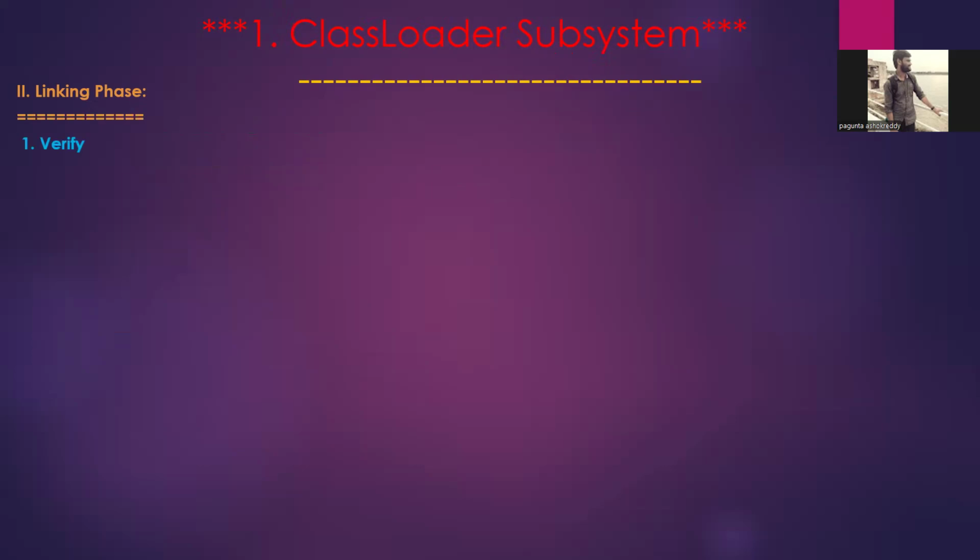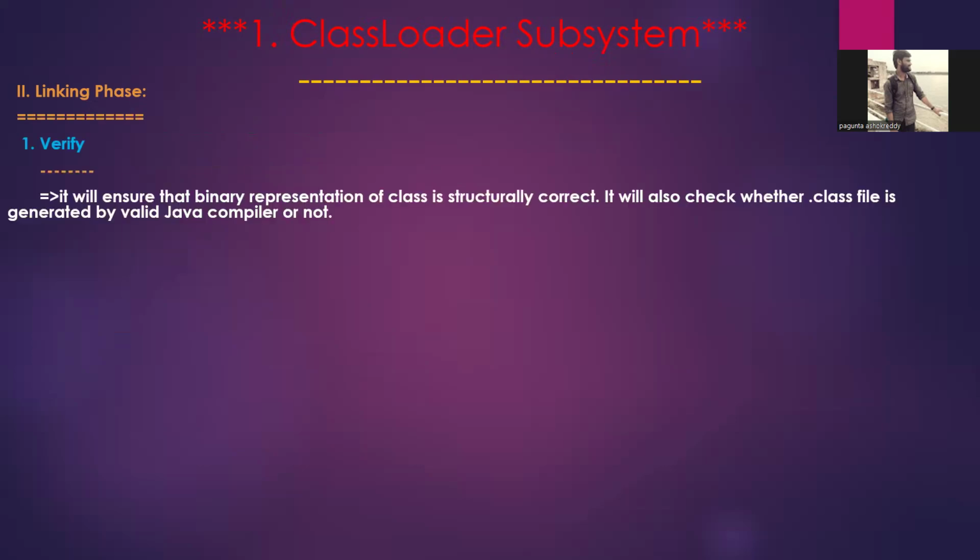What is the linking? Three activities. The first activity is verify. What is verify? It will ensure that the binary representation of the class is structurally correct or not, that the format is correct or not. It will also check whether the dot class file is generated by a valid Java compiler or not. Simply, this activity verifies whether the dot class file structure is correct, whether a valid format is there or not.